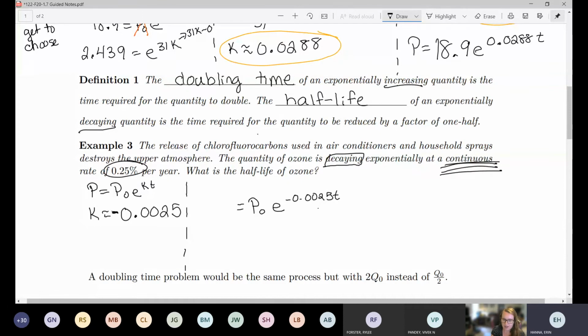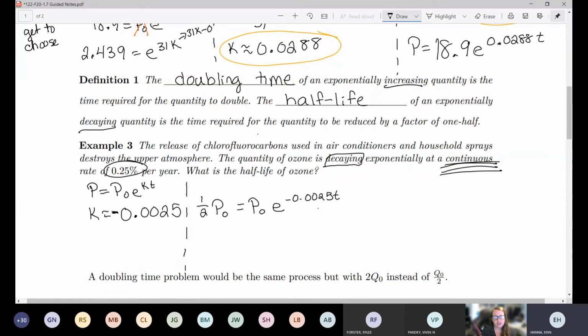Well, if I want it to be cut in half, the amount that I started with, I'm just going to say let it be half of what I started with. I don't need to know what that value is, and you'll see why in a second. But we don't need to know that value. I can just say, let it be equal to half of whatever I started with.